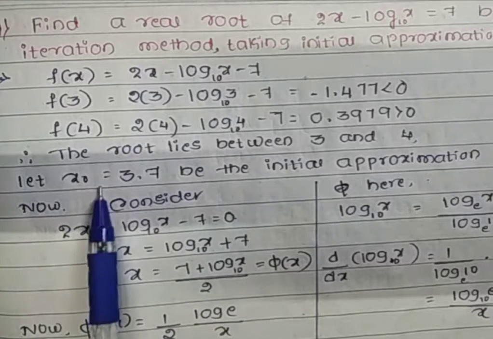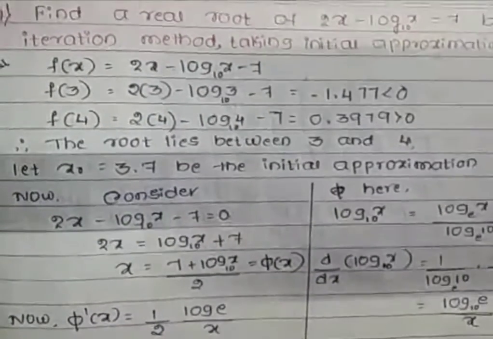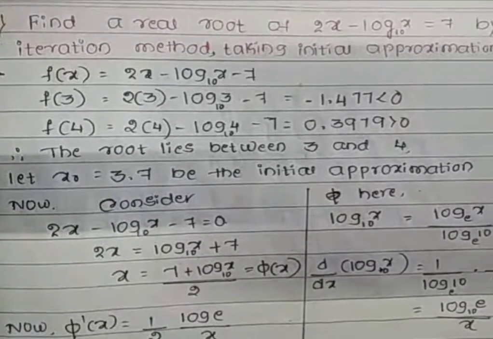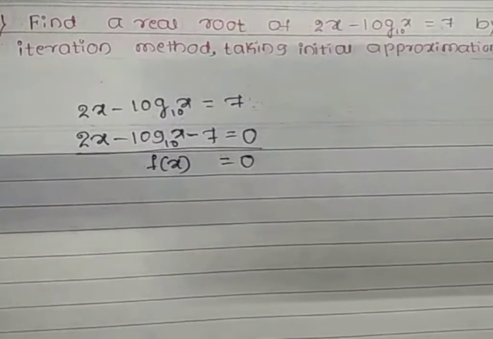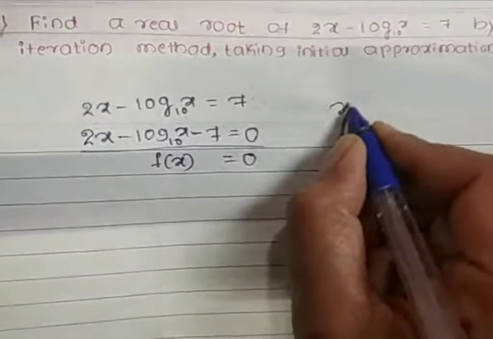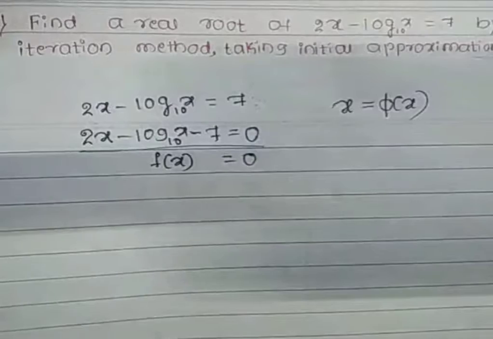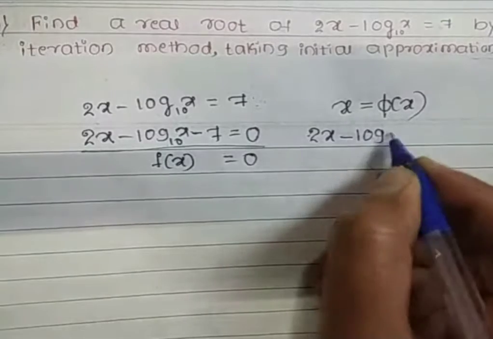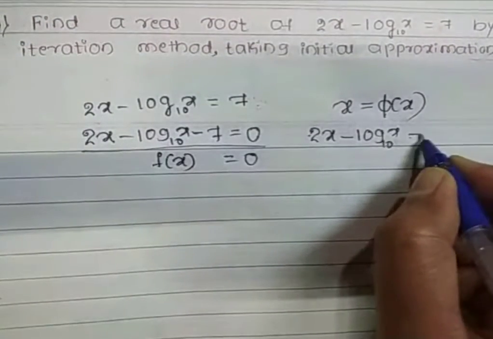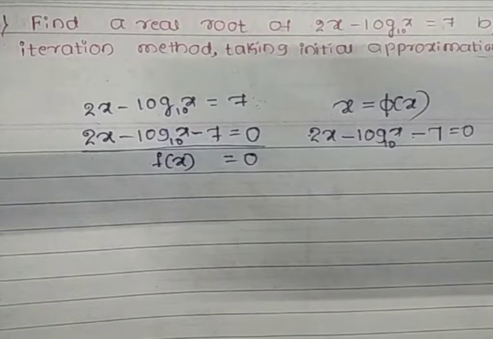So once we write this x naught, then again we have to consider the given equation, because that equation now we need to convert in the form of x is equal to phi of x. See, after calculation of x naught, next step is what? We have to express the given equation in terms of x is equal to phi of x. Now what is the given equation? The given equation is 2x minus log x to the base 10 minus 7 is equal to 0. Now we have to reduce this in terms of x is equal to phi of x.